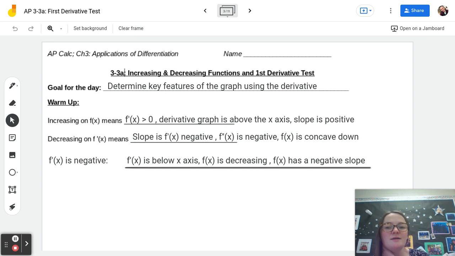So the first thing we talked about is what does it mean for f of x to be increasing? Well, it means a lot of things. We said that it meant that the derivative is greater than 0, the derivative graph is above the x-axis, and that the slope is positive.